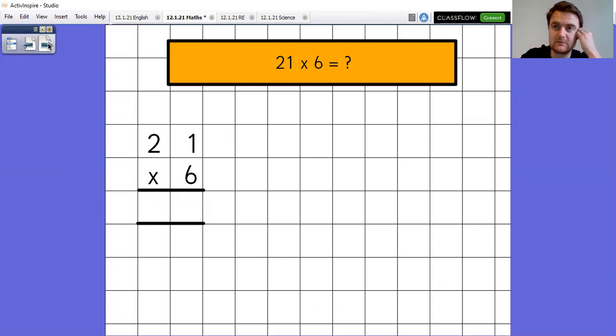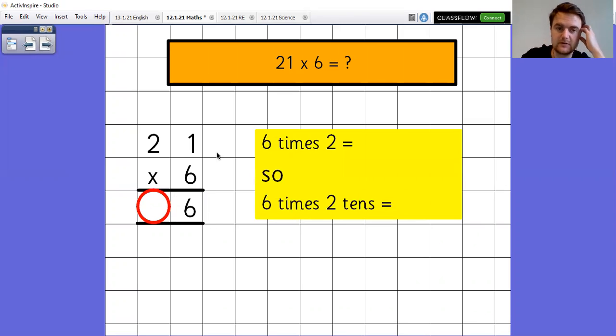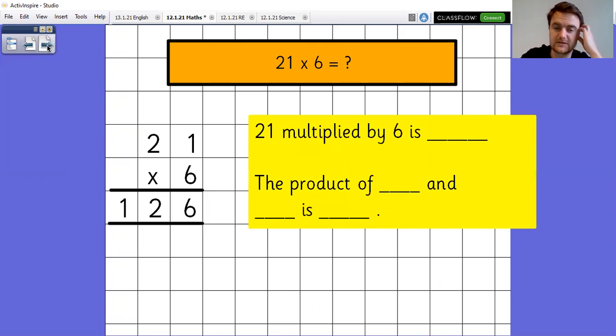Let's remind ourselves of how we use the column method to multiply by a one-digit number. I've got 21 times 6 as my example. The first thing I need to do is one lot of 6 ones, which is 6, and that goes in the ones column. If I know that 6 lots of 2 is 12, then 6 lots of 2 tens will be 12 tens, which is the same as 120. So my answer is 126. The product of 21 and 6 is 126.